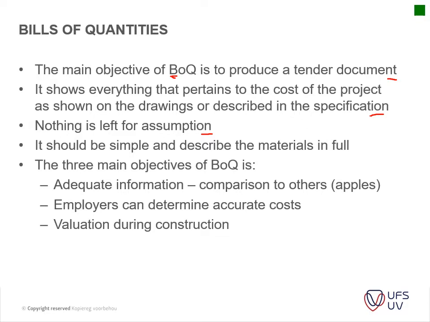Then the three main objectives of the bills of quantities are to provide adequate information, comparison to others. The main thing again is to compare apples with apples. Employers can determine accurate costs. Obviously, you've got as much information as possible in your bills of quantities, so it should be very accurate. And then it allows you valuation during the construction process, which is a very important thing to be able to do.